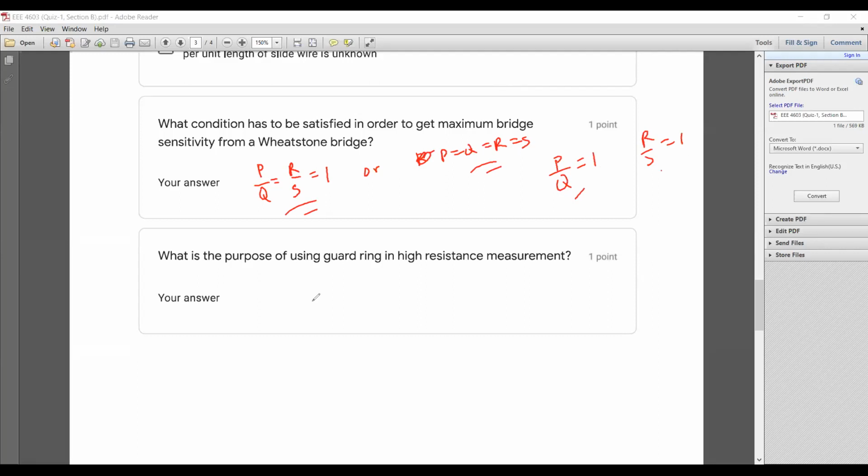What is the purpose of using a guard ring? For this question also, different types of answers were there. But in general, you can say that it is to bypass the leakage current. Some of the students have written to separate the surface resistance from the volume resistance. So different types of answers were there, but if the answers were logical, then I have given the marks.